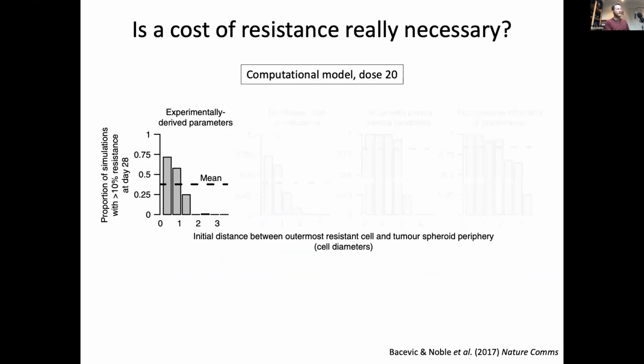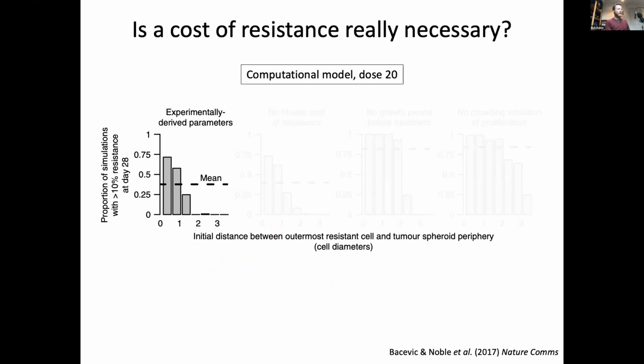When I looked at that in the simulations, what I found is that the location of the cells really matters, the location of the resistant cells. On the y-axis here is the proportion of simulations that had more than 10% resistance at day 28. The initial frequency of resistance was only 1%, so this means that the treatment's failing.